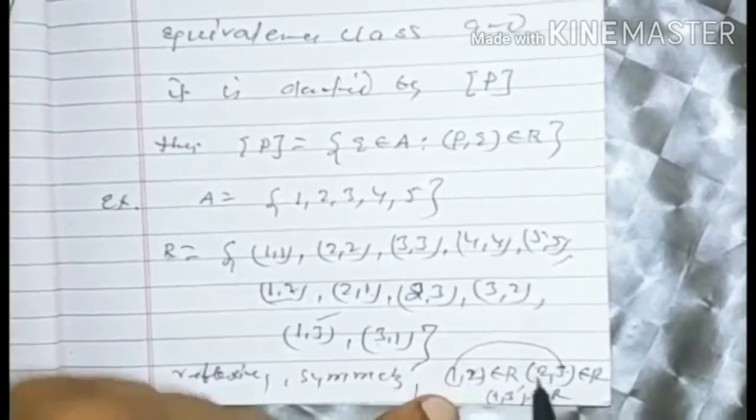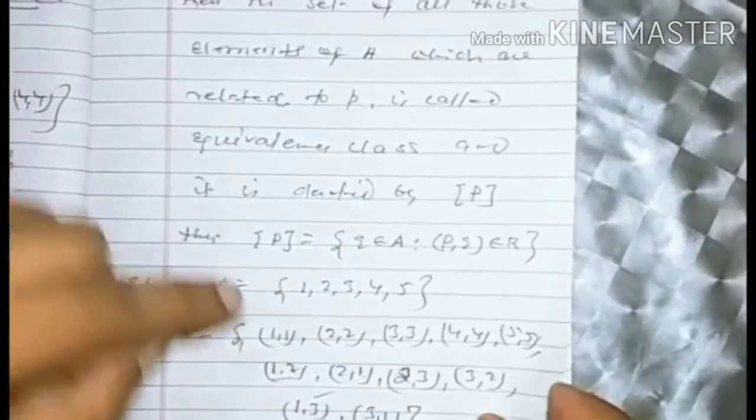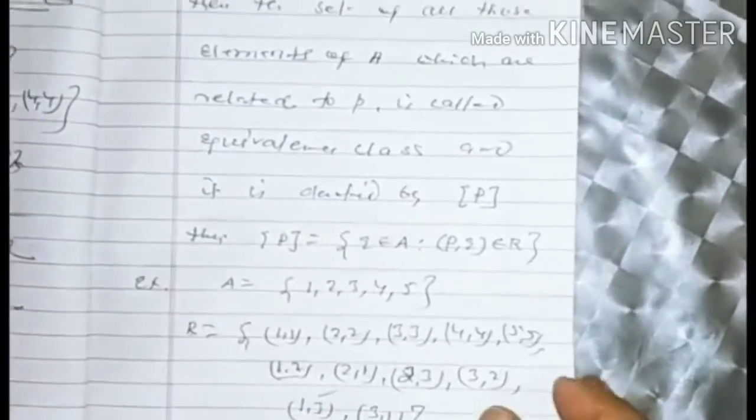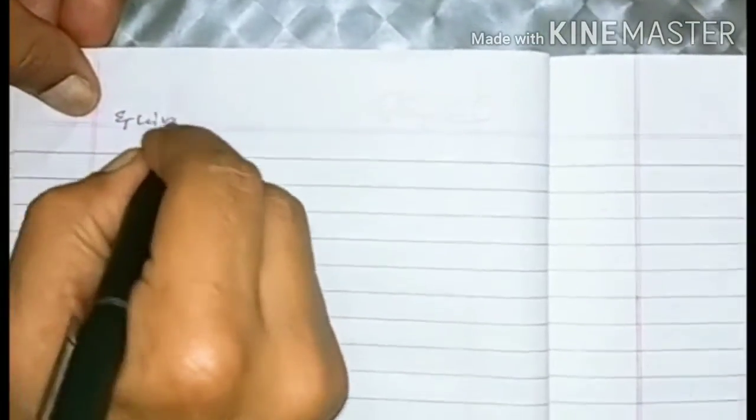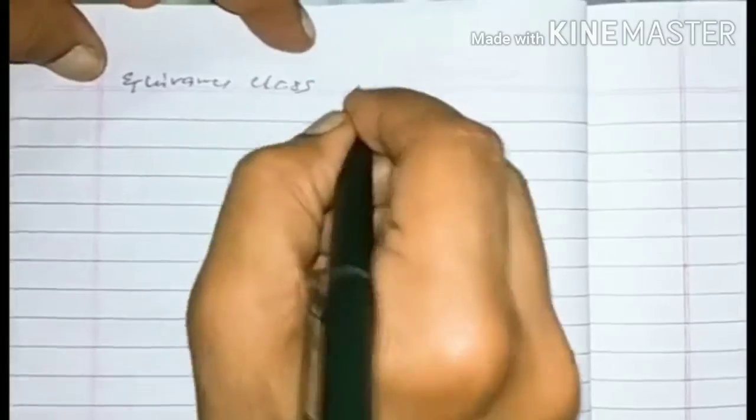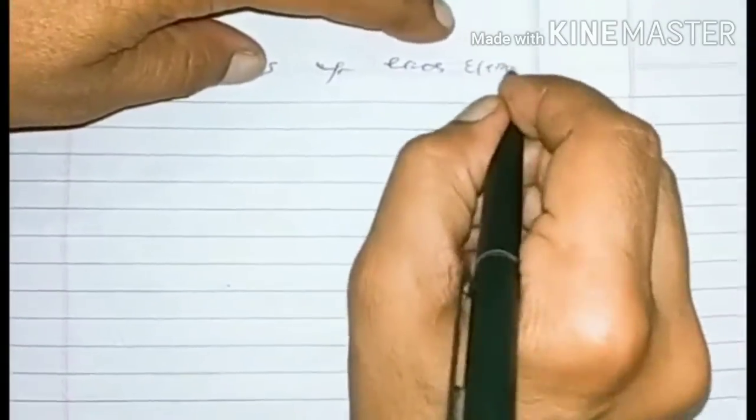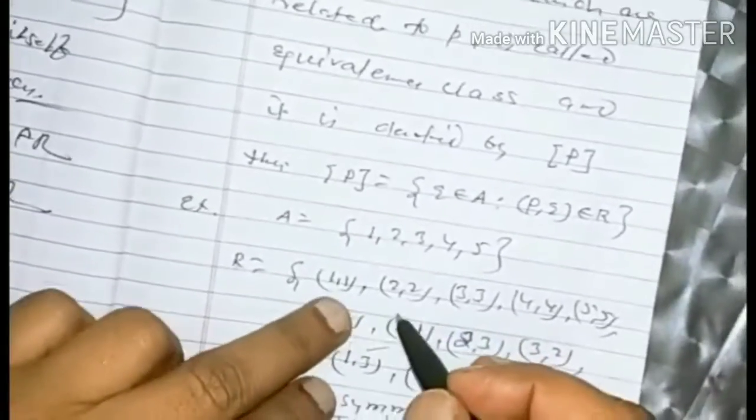This is the condition for transitive, and this is also transitive. Then we have to discuss equivalence class. What is the meaning of equivalence class of elements 1, 2, 3, 4, 5? Now the equivalence class of each element of set A.